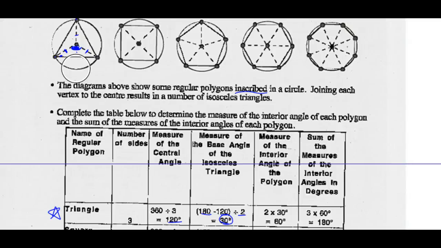So you could write that in this diagram if you'd like. The base angle of each isosceles triangle is 30 degrees. And that's true for all these. They're all isosceles triangles. These are all 30. Every angle in there is 30.